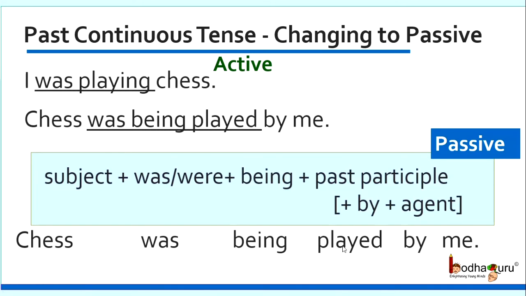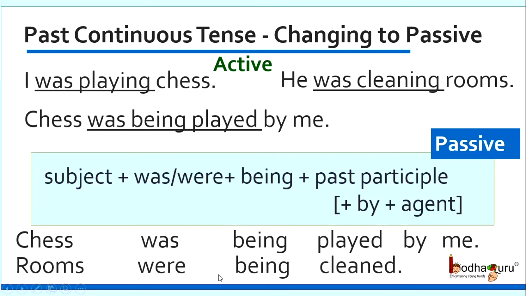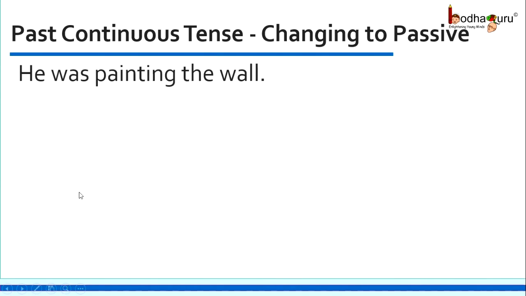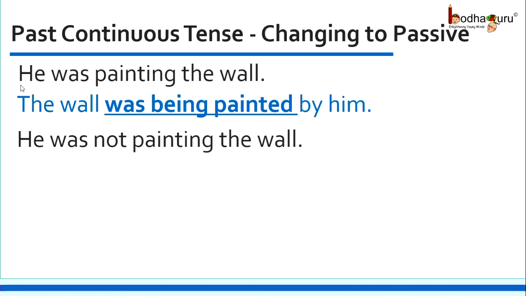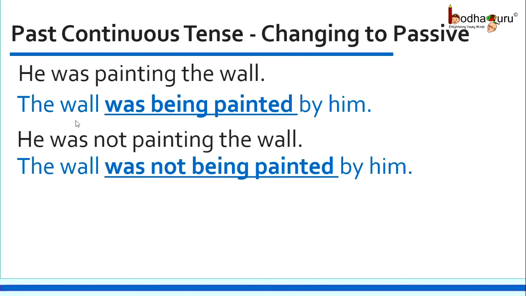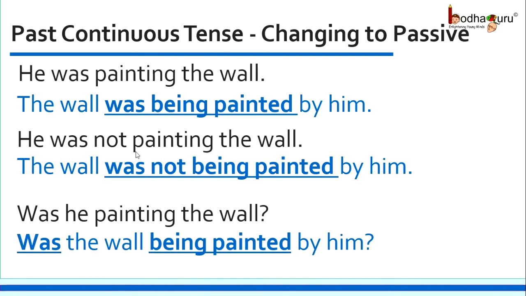Another example, he was cleaning rooms. And how do we change it to passive? Rooms were being cleaned. And we have omitted here the optional part by him. More examples, he was painting the wall. And this gets changed to the wall was being painted by him. Next, he was not painting the wall. And this gets changed to the wall was not being painted by him. Lastly, was he painting the wall? And this gets changed to was the wall being painted by him?